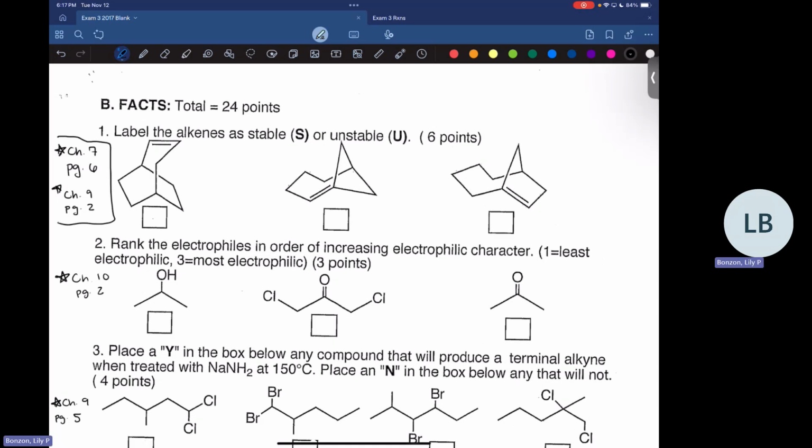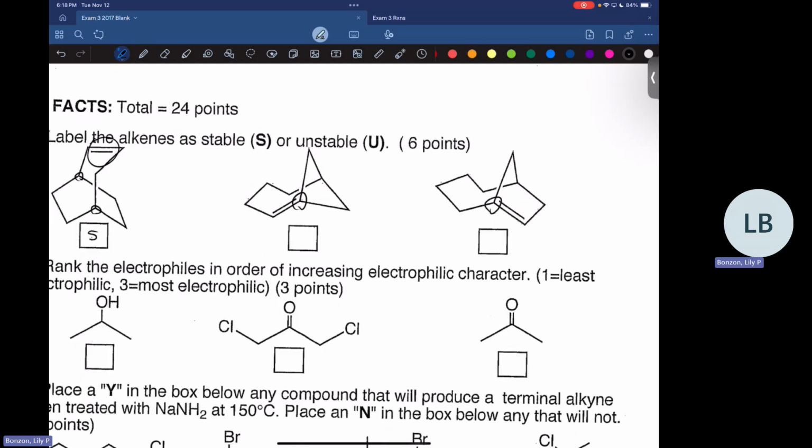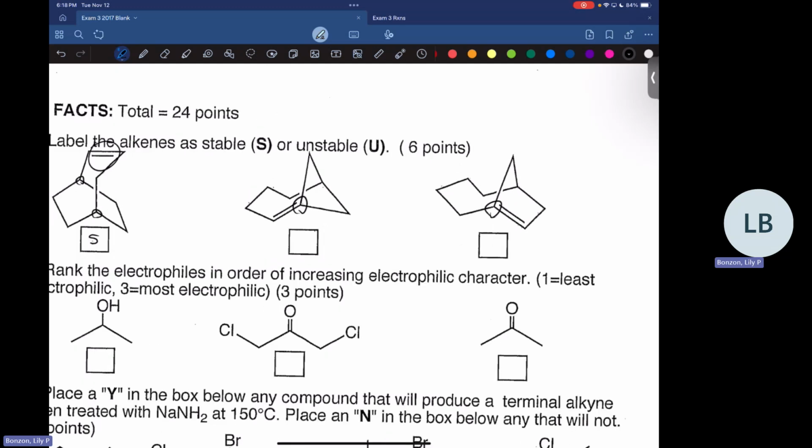So bridgehead carbons: this one's not a bridgehead because it's not at the connecting point. This one is, and this one is. So this one's going to be stable because it's not at a bridgehead position. For these other two, though, we're going to have to see how many carbons are in that chain to see if it's going to be stable. So we want 8 or more carbons. And it's the same rule for alkynes. For alkynes, you'd want a cyclic structure with 8 or more carbons for that triple bond to be stable. In this case, we have 1, 2, 3, 4, 5, 6, 7. So this one's going to be unstable.